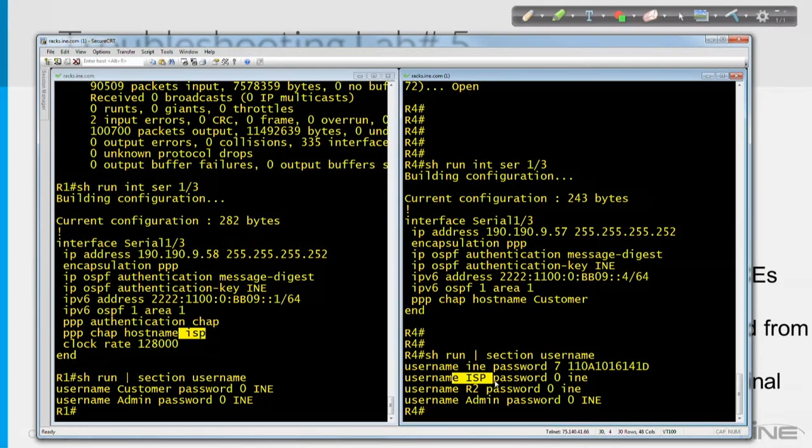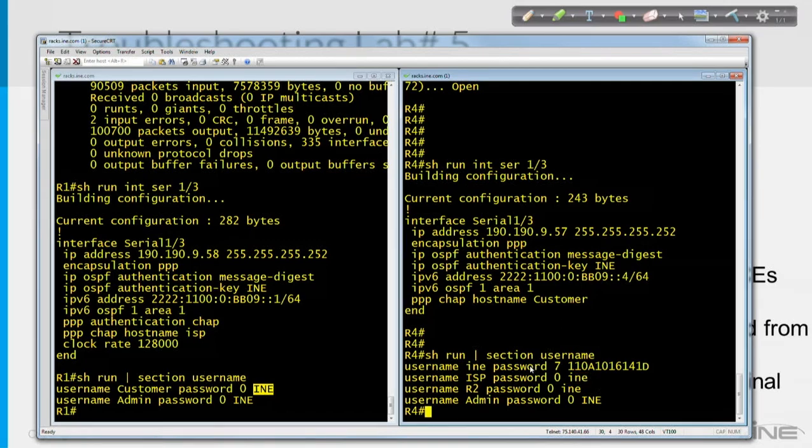Well, wait a second. We've got a couple of mismatches here. First of all, the ISP in this case is all lowercase. Here, it's all uppercase. And here, the password, when he's talking to customer, he's going to use a capital INE. And here, it's a lowercase INE. So it looks like we've got a mismatch between our username and our password statements. So let's go ahead and fix that.